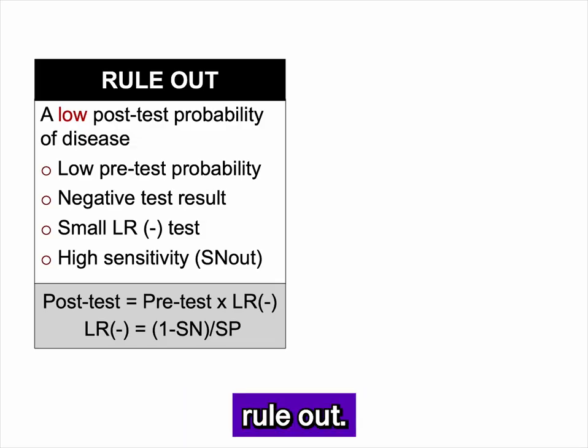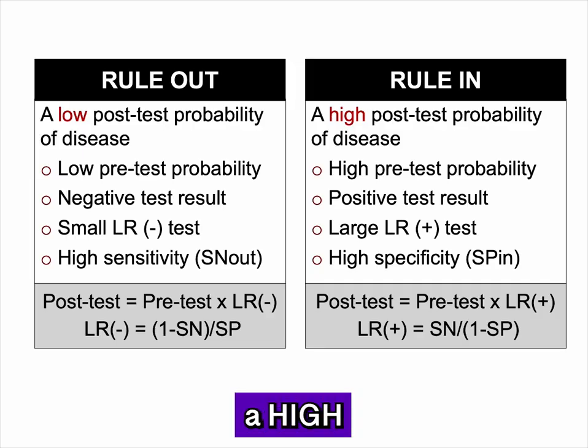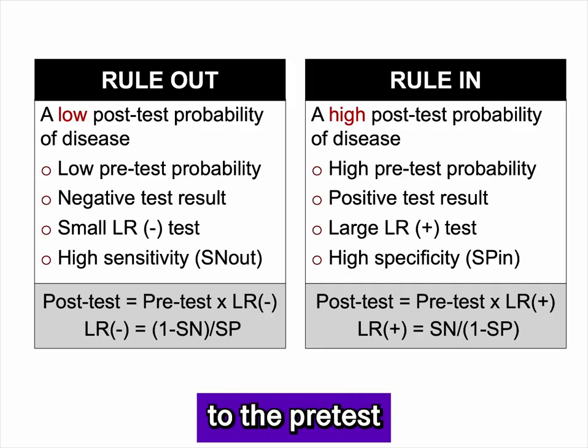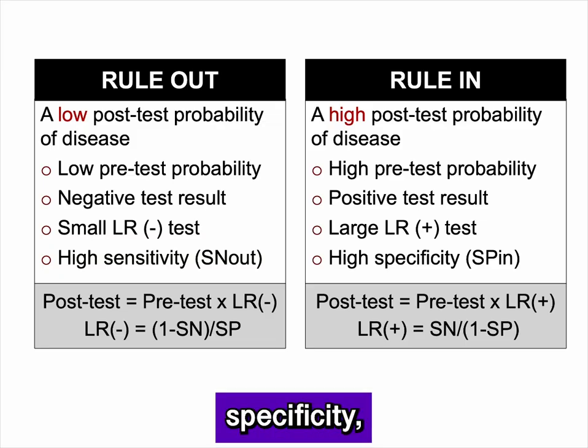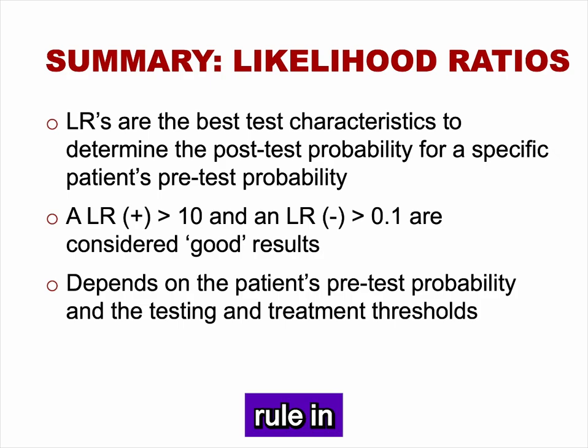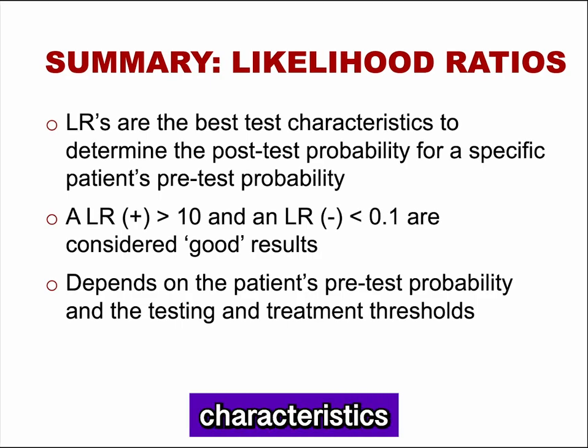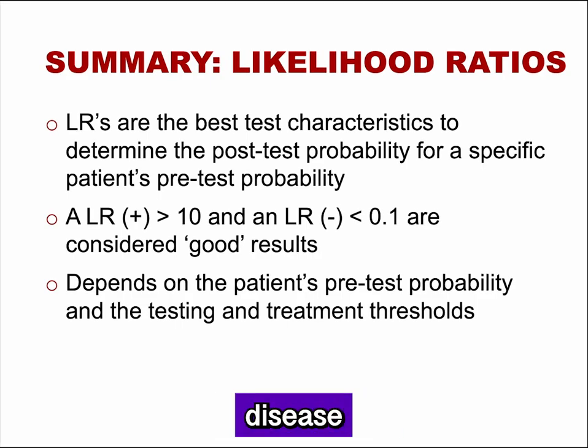rule out. To rule in disease, you would like a high post-test probability of disease. Post-test probability is equal to the pretest probability times the likelihood ratio. You can get a high post-test probability of disease with a high pretest probability of disease and a positive test result, and a large likelihood ratio of a positive test. A large likelihood ratio of a positive test can be obtained with a high specificity, hence the term SPIN for specificity, rule in.